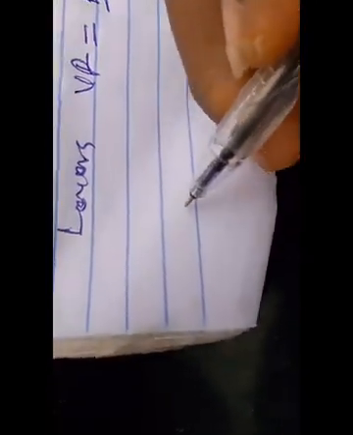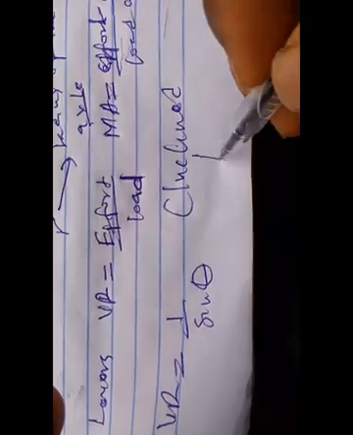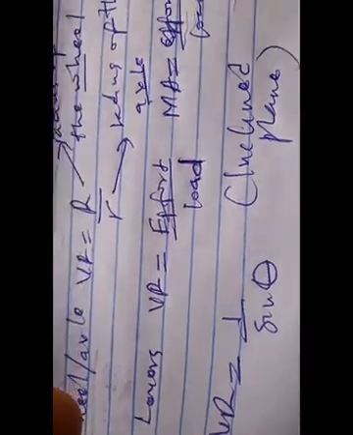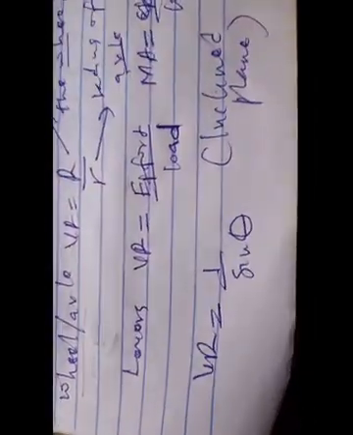Now we also have the inclined plane. The velocity ratio of an inclined plane is equal to 1 over sine theta. That's the velocity ratio of the inclined plane, 1 over sine theta. The velocity ratio of levers is effort arm over load arm, right? Then we have the velocity ratio of wheel and axle, which is big R over small r.